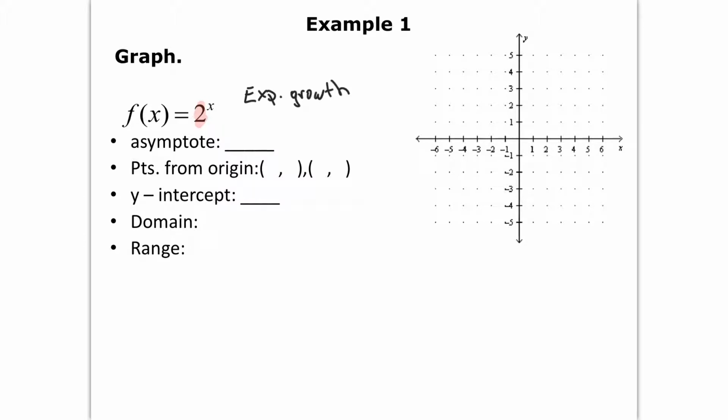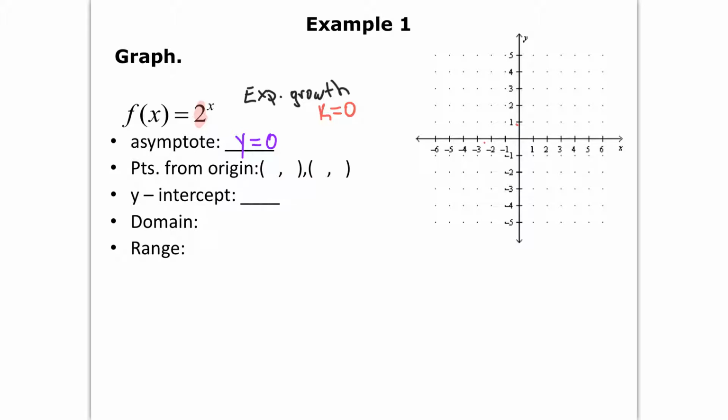My asymptote is the number at the end of the function, which is the k value. So here, after the x, notice there's no number, so we don't have a k value. That means k is 0, and I'm just going to write that down right here. K equals 0, so my asymptote is going to be y equals 0. That's your asymptote, y equals k, which is 0.